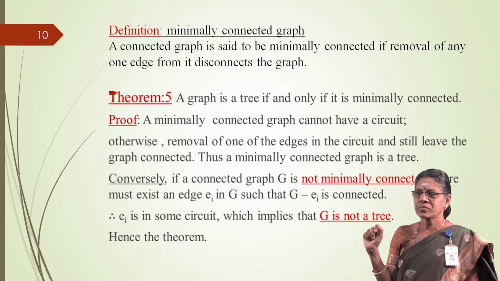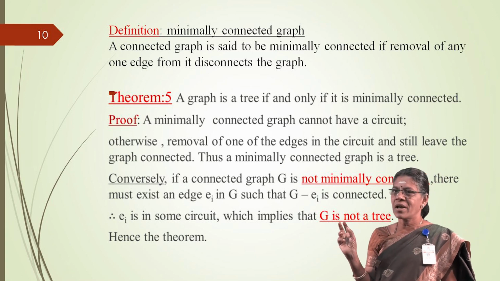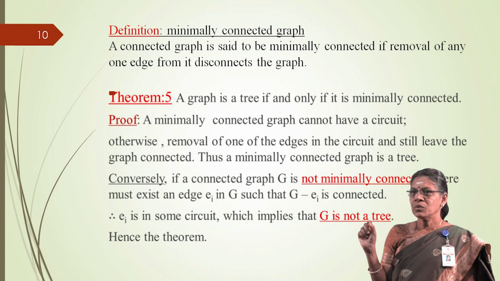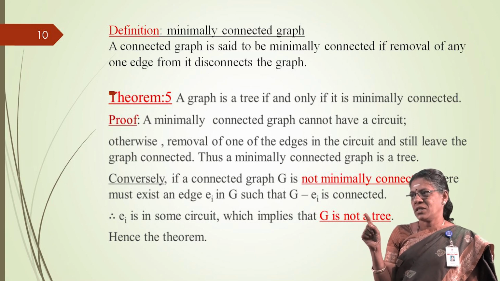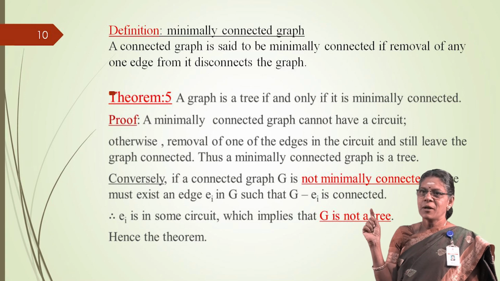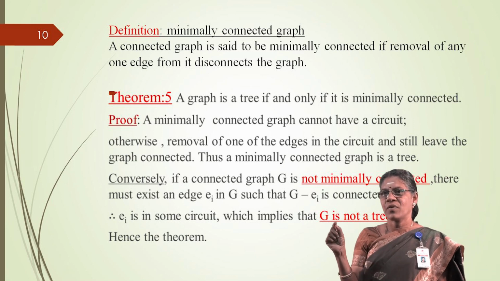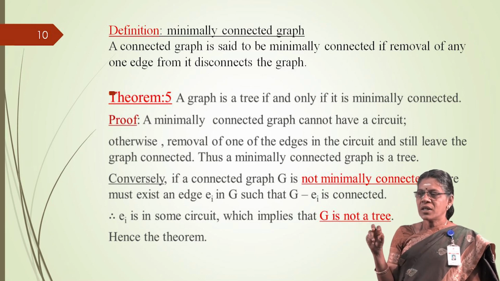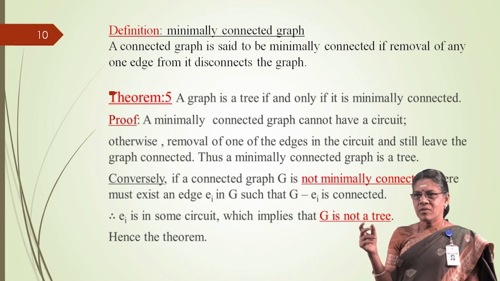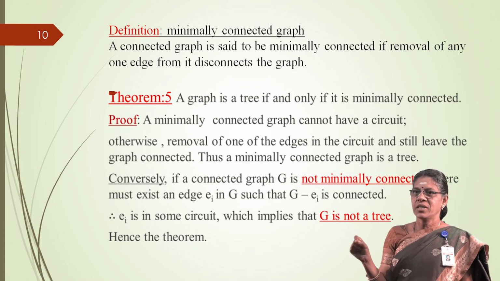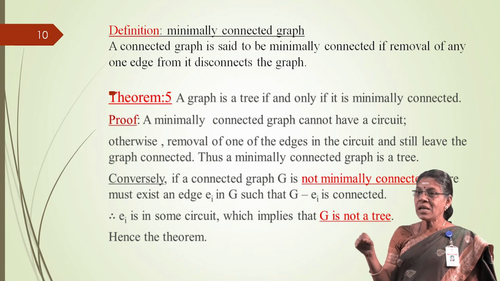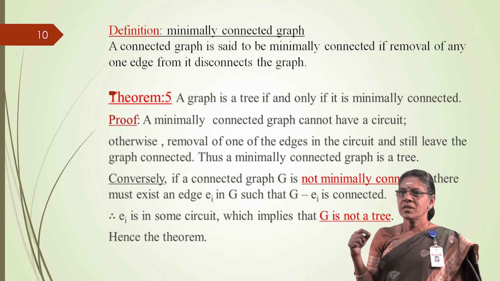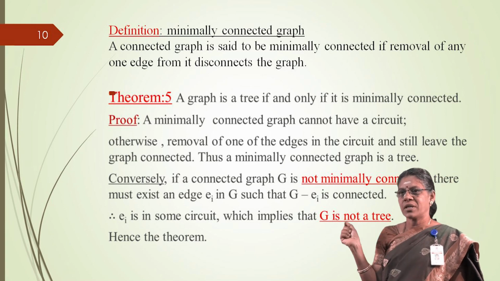How do we prove it? Proof: a minimally connected graph cannot have a circuit. Why? If you remove one edge, it will be disconnected. In a minimally connected graph we cannot have a circuit. Otherwise, removal of one edge in the circuit would still leave the graph connected. Thus, a minimally connected graph is a tree.